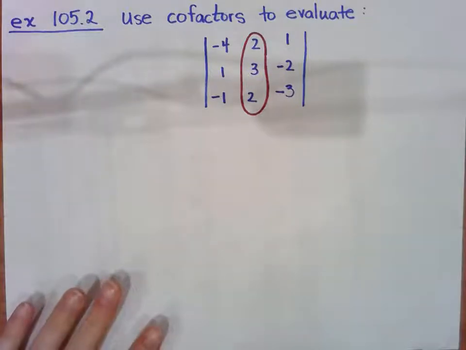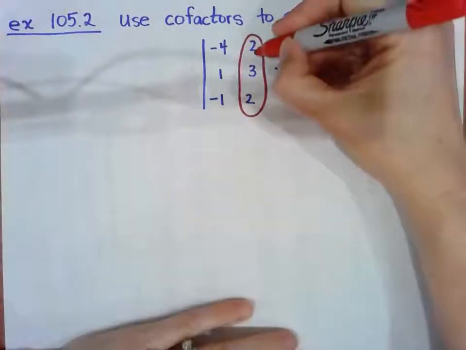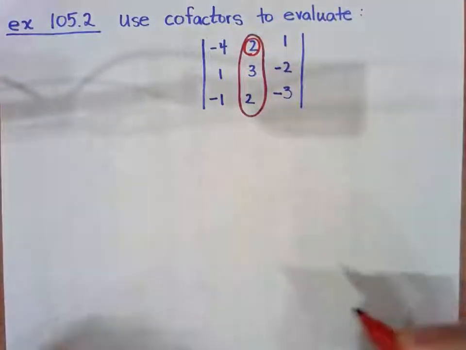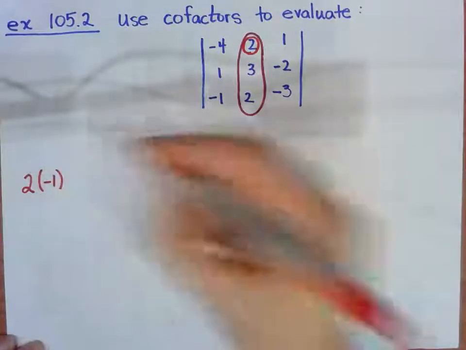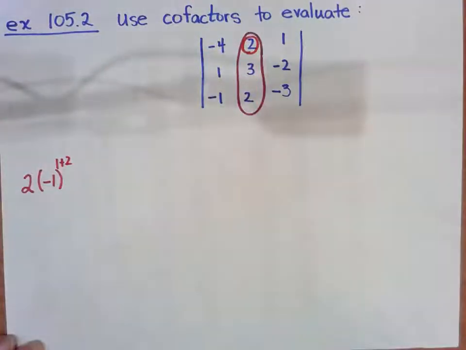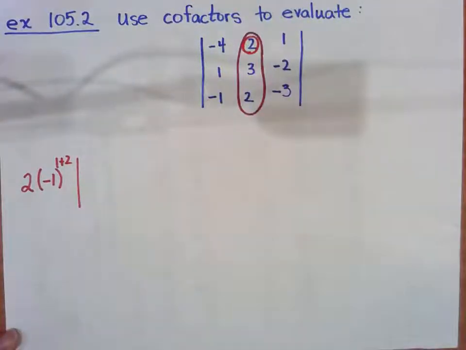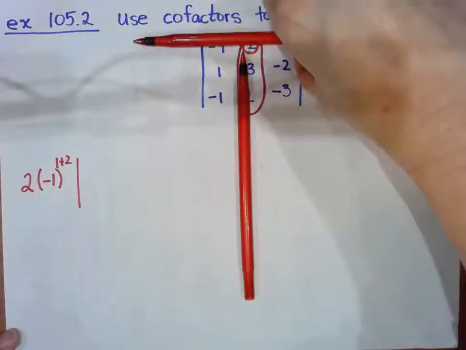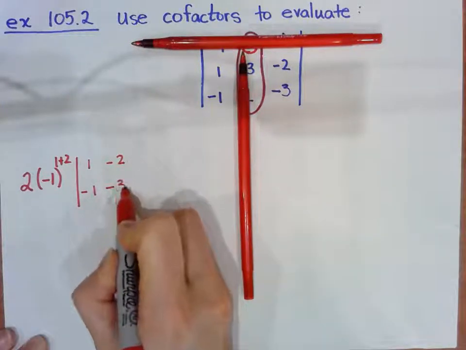Okay, so I'm going to get out a few little colors so you can follow what we're doing here. We are going to start with the first value, 2. So it's going to be 2, and then multiply it by the cofactor. The cofactor for 2 is -1 to the row 1, column 2 power. And then the determinant, so imagine we eliminate this row and this column, and what we'll have left is 1, -1, -2, -3.